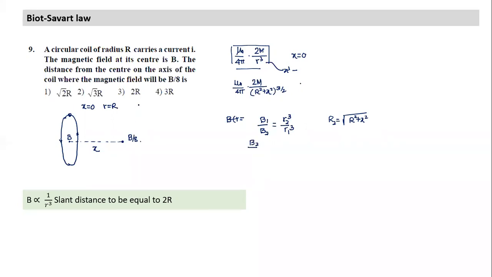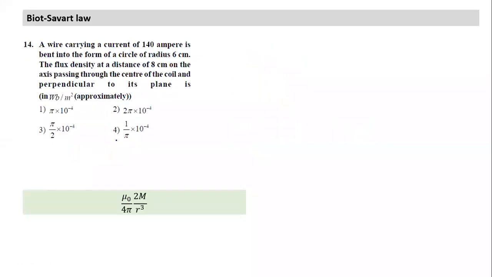It becomes 1 by 8. It means the distance has to be how many times? 8 times? No, this distance has to be equal to 2r. If the inclined distance becomes twice, the field becomes 1/8. So this is 2r, this is r, and very easily we can find that x is equal to root 3 r. Pretty simple one. Let's look at a few more simple ones.